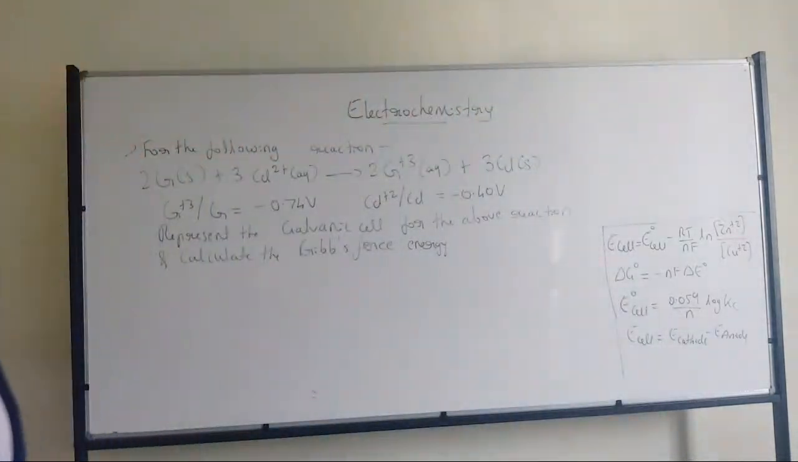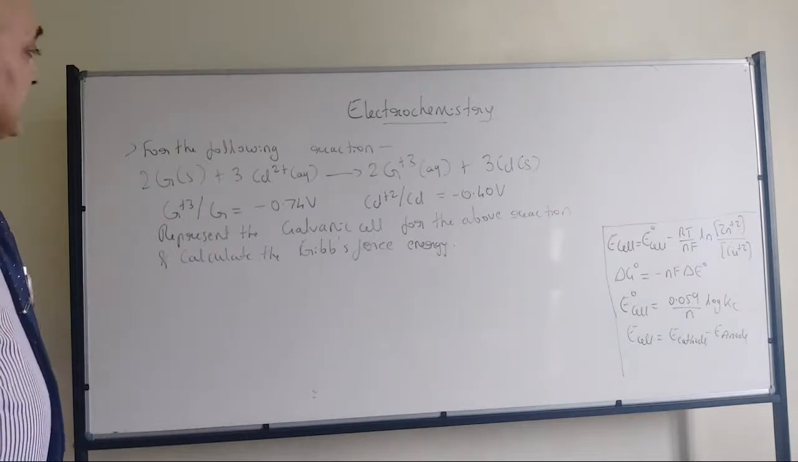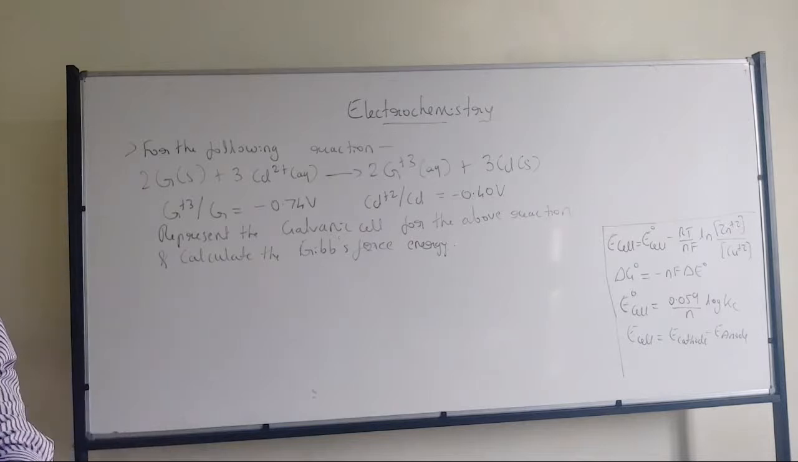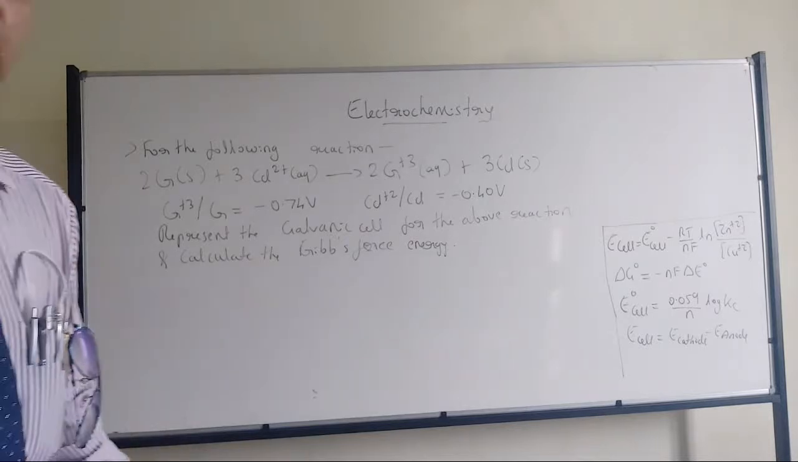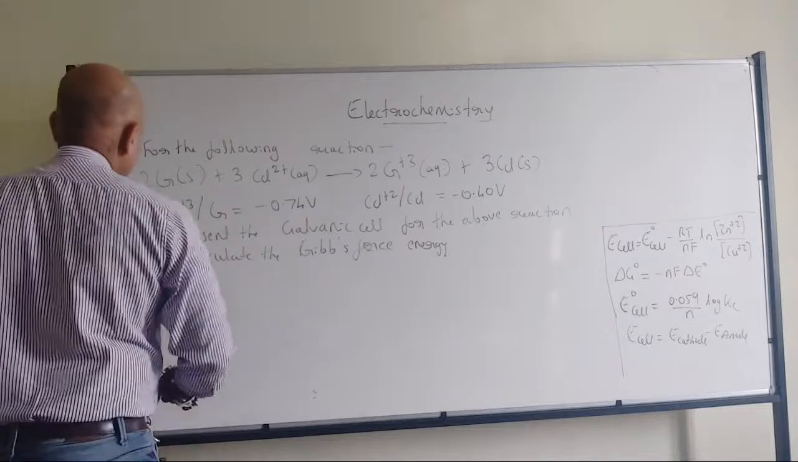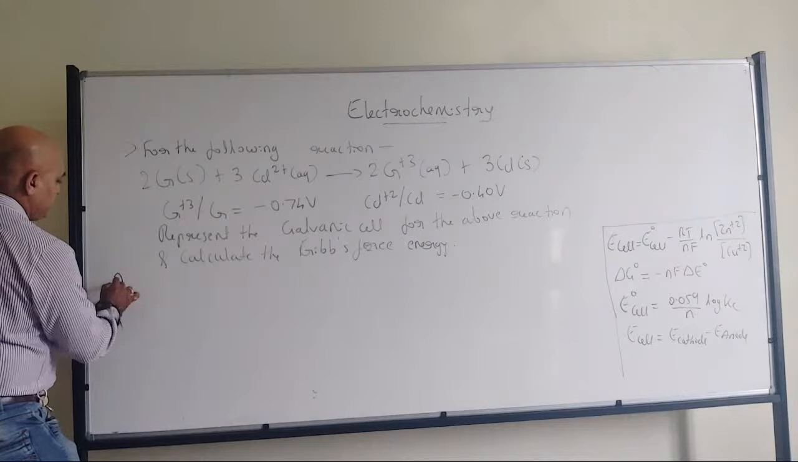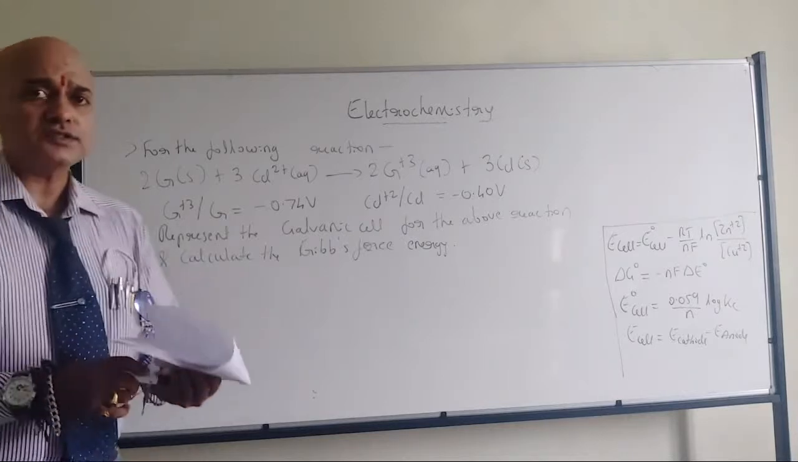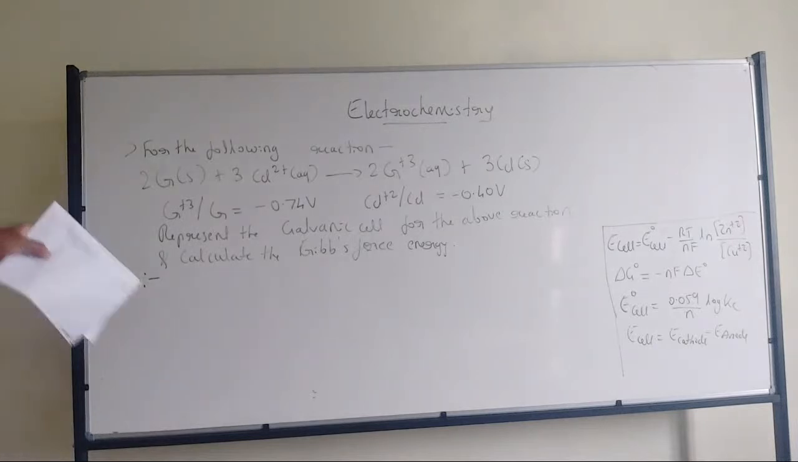The question here is, for the following reaction, chromium with cadmium ion, but in the product it is becoming chromium ion and cadmium metal. Now they have given the half cell potential for the chromium ion and chromium, and cadmium ion and cadmium. Now they are asking to represent the galvanic cell for the above reaction and calculate the Gibbs free energy. Fine? All of you have understood? Naturally, before applying the equation, you can start solving this one. That's why this is the given problem.